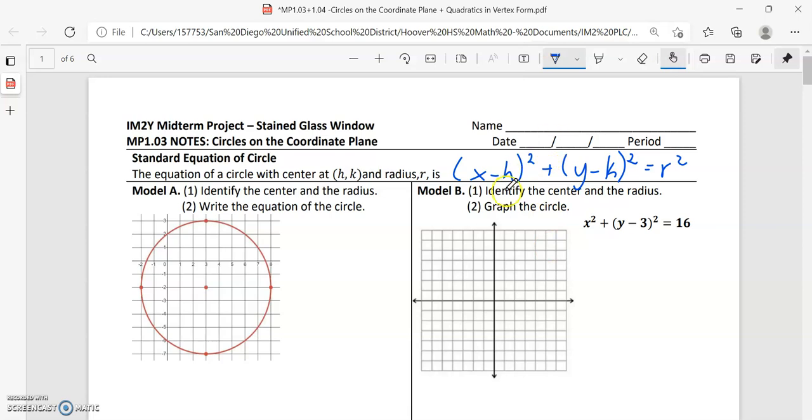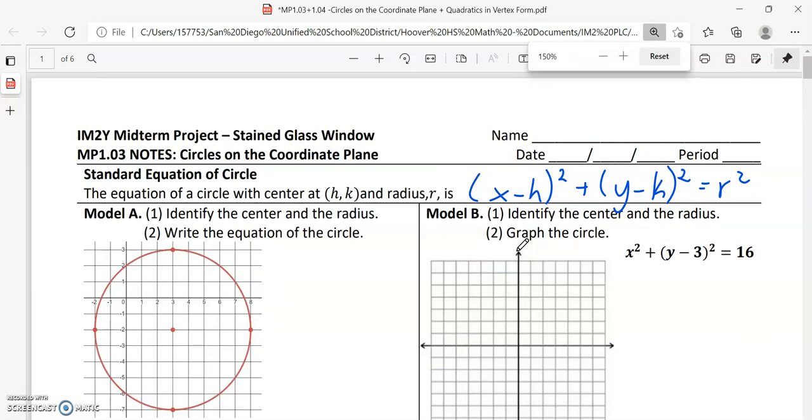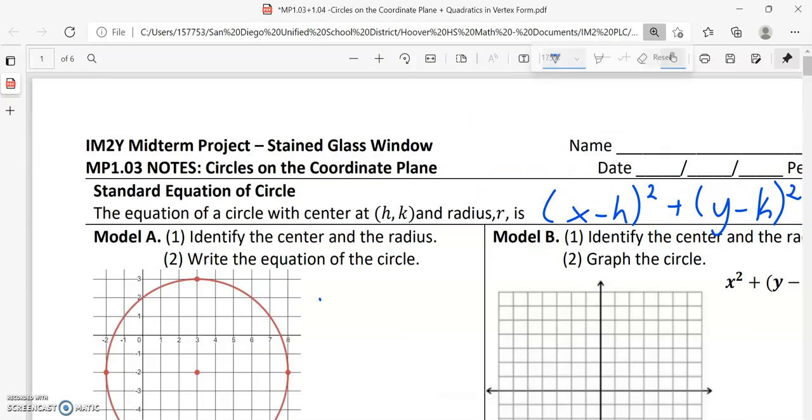And remember, if our h or our k is 0, then you're going to see an equation that's just like x squared plus y squared equals r squared. If either of those two things are 0, you're not going to have the parentheses. It is the same thing as that. It just looks a little different.